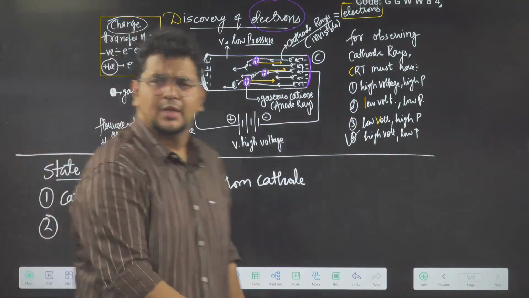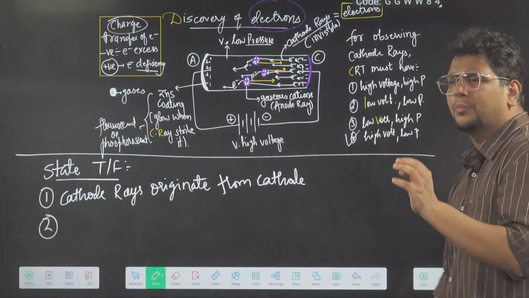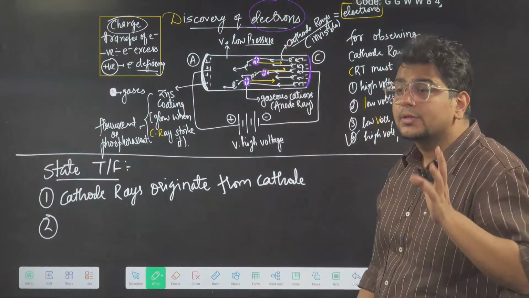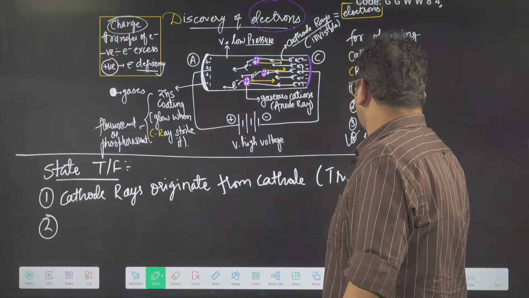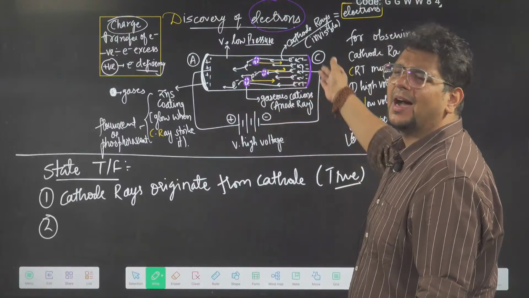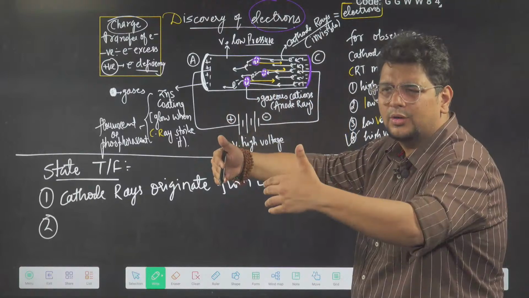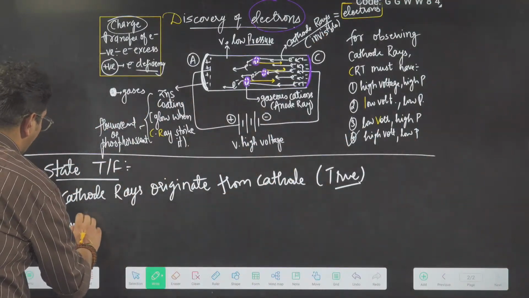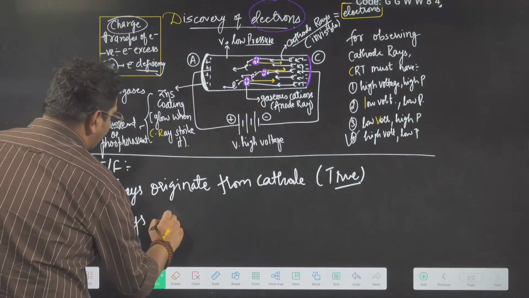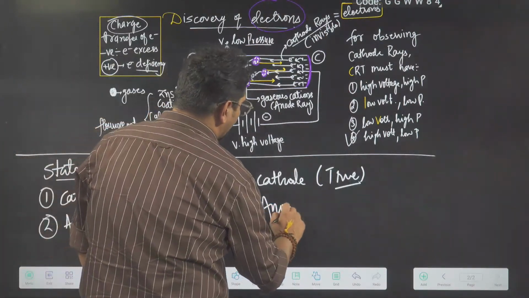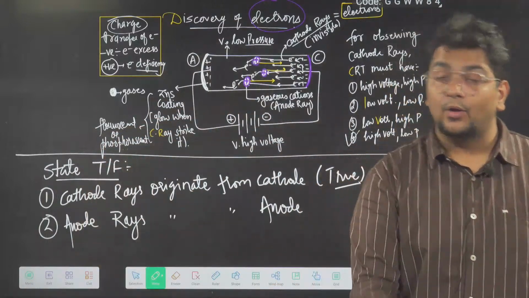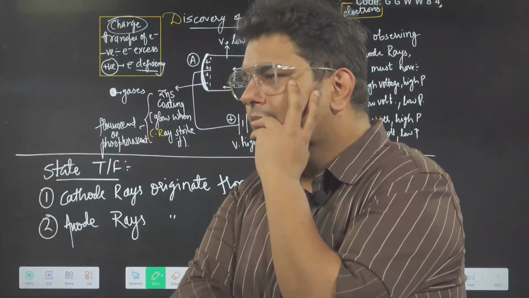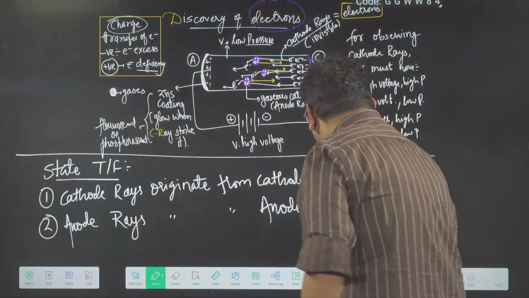True or false? Cathode rays originate from cathode. Very good. True. Just now we have seen, because of very high electron density, electrons came out and originated from the cathode only. Number 2, anode rays originate from anode. True or false? Very good. False.